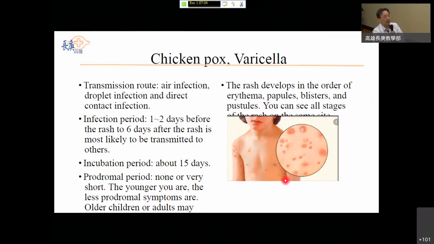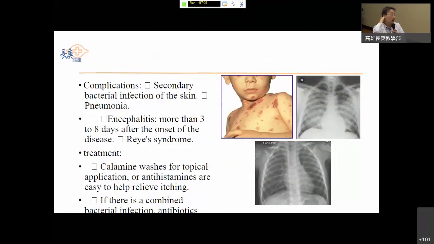All together. When you see a skin rash with all these types of skin eruptions, you have to think about whether the child has a chickenpox infection or not, okay? Keep in mind. For chickenpox infection, what we also need to keep in mind is the complications.